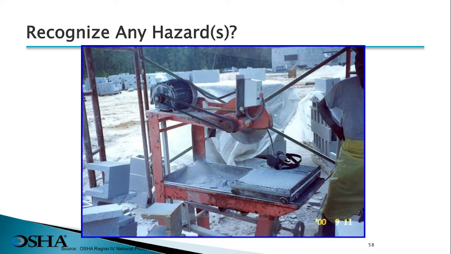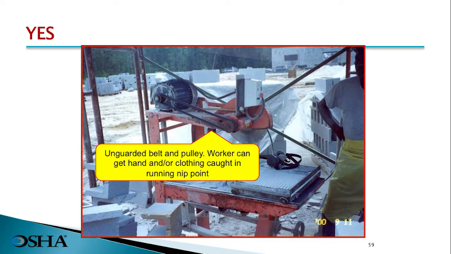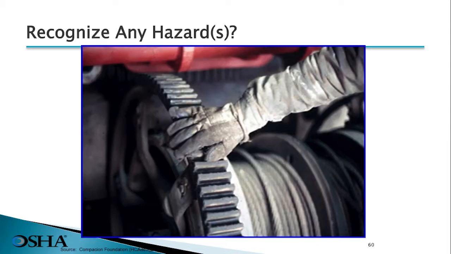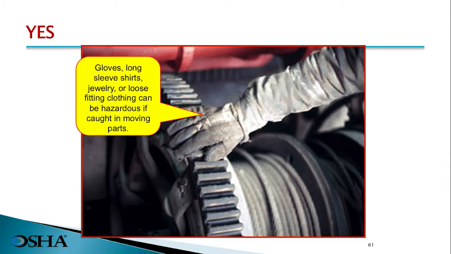Are there any hazards on this job site? Yes. We have an unguarded belt and pulley. Any worker could get their hand or part of their clothing caught in these running nip points. Can you spot a hazard on this job site? Yes. Gloves, long sleeve shirts, jewelry, or any loose-fitting clothing can be hazardous if it's caught in any moving parts.